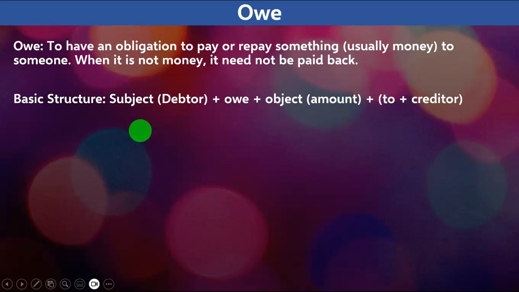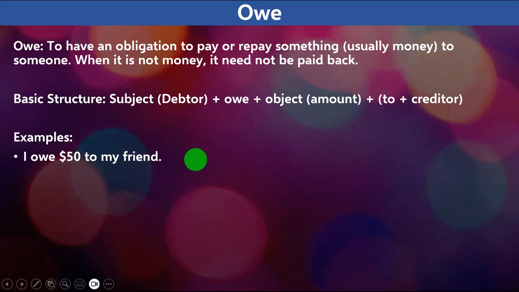Okay. Now this might sound a little complicated again, but let me take a few examples and clarify this. I owe $50 to my friend. Now this means that you have borrowed or you have taken $50 from your friend and you have to return it. And that particular condition is called owe. I owe $50 to my friend, which means that you have taken and you have to return it.